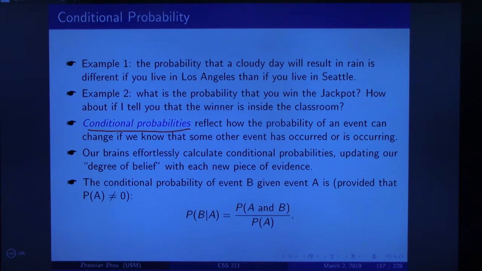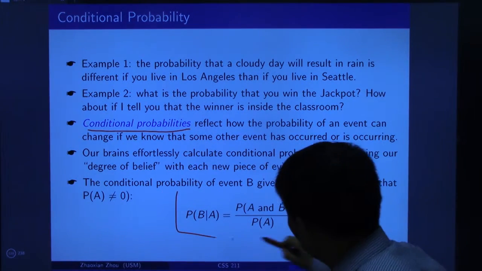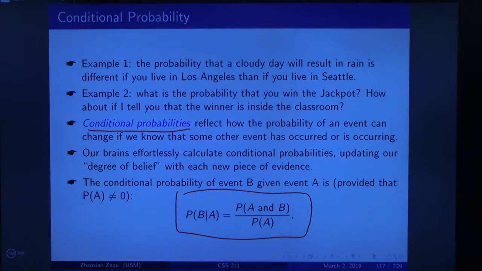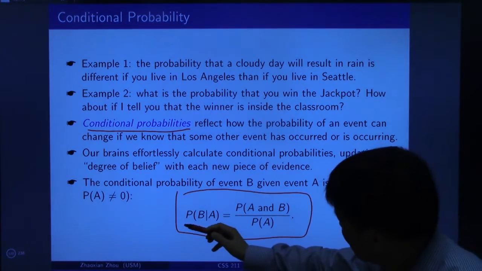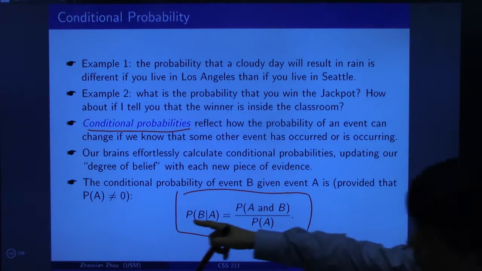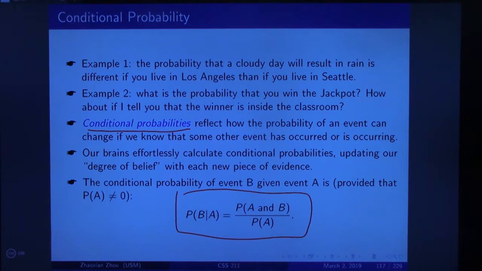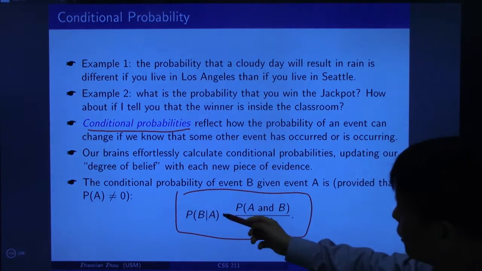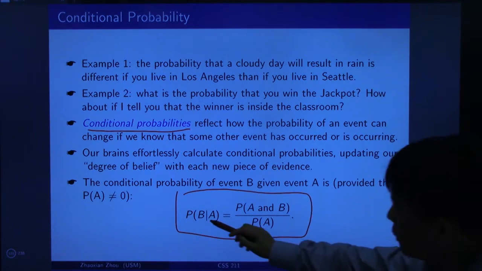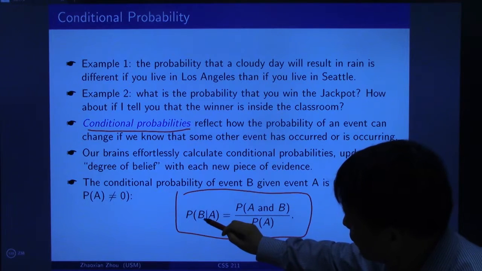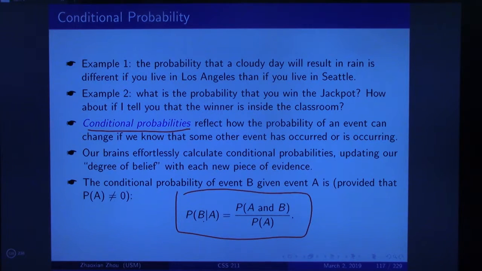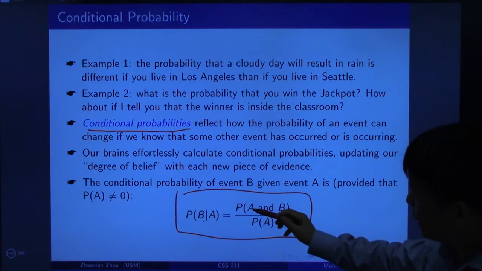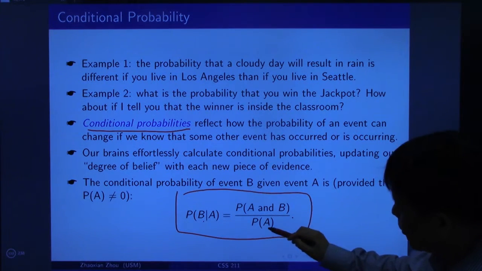So how to calculate the conditional probability? We have a formula here. The conditional probability for event B given event A is, definitely we need to assume the probability for event A is not equal to 0, otherwise this formula cannot be applied. So the probability for event B given the condition of event A, we write in this format, P of B given A, will be equal to probability of A and B divided by probability of A.